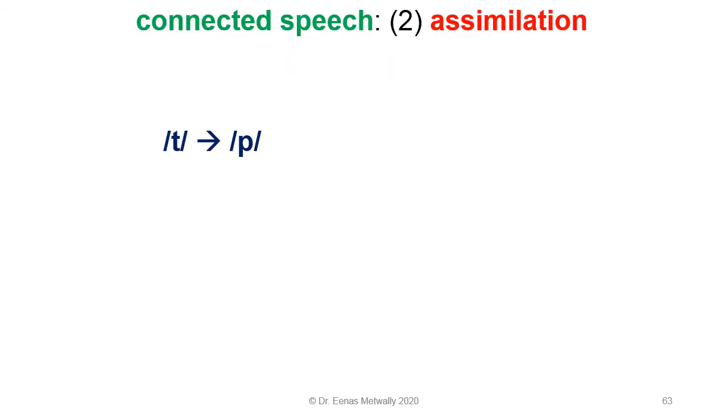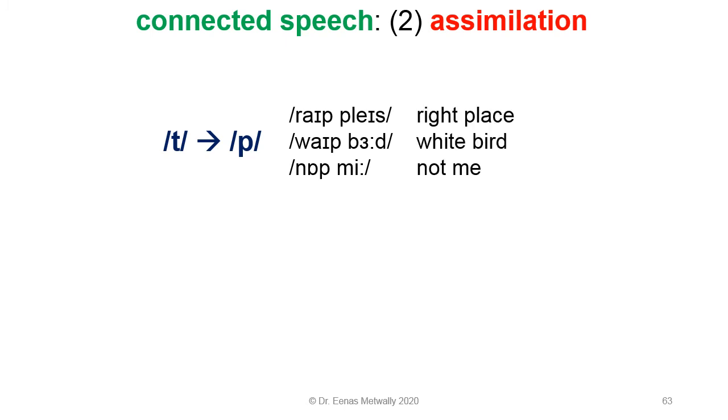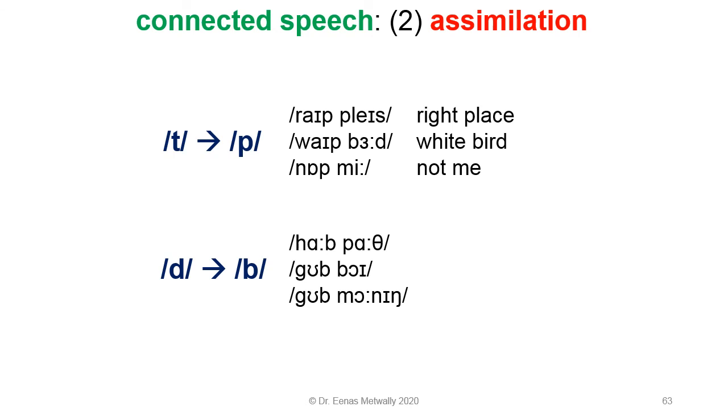T and P are voiceless plosives or voiceless stops. Let's see how they affect each other when they come next to each other in pronunciation. A word that ends with a T followed by a word that starts with a P: right place, white bird, not me. The same thing happens when we have D and B. Both are voiced plosives or voiced stops, and B affects the pronunciation of the D. So we say hard path, good boy, good morning.